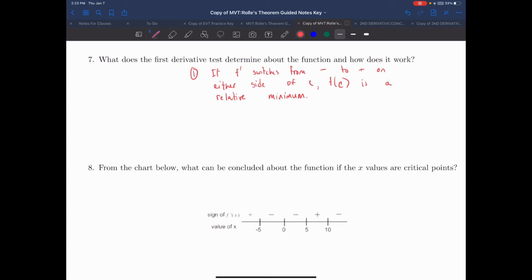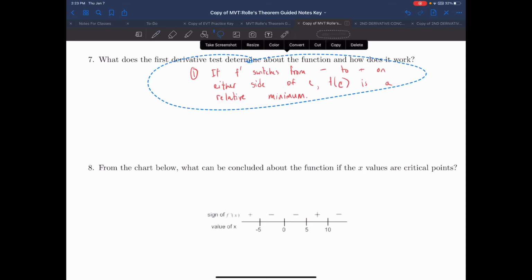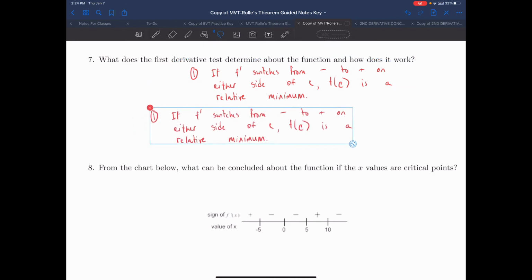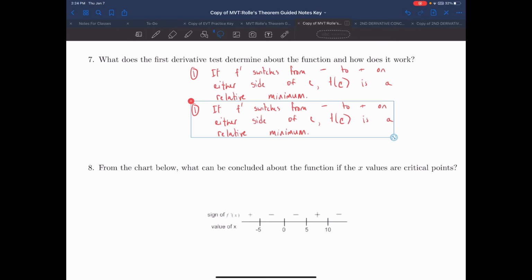All right, so we'll do an example that kind of helps you visualize this. And what I'm going to do is just actually duplicate this because the next part is pretty much the same with just a slight change. So number 2, if f prime switches from positive to negative on either side of C, then f of C is a relative maximum.